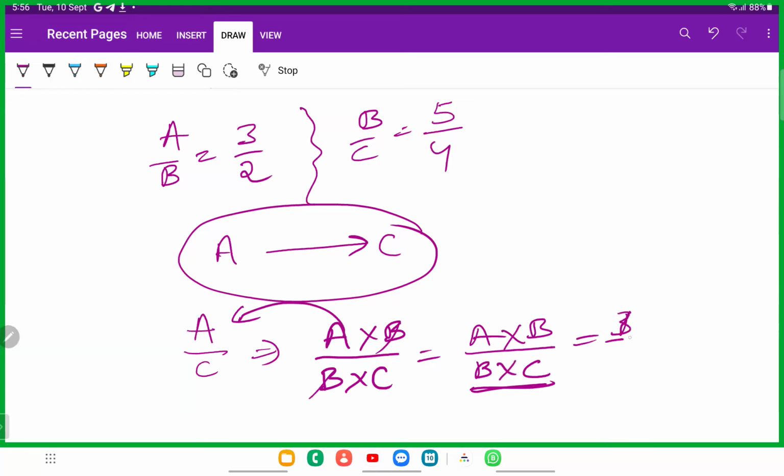So here A by B is how much? 3 by 2. B by C is how much? 5 by 4. So ultimately the answer will be 15 by 8.